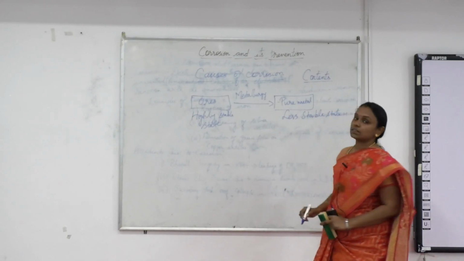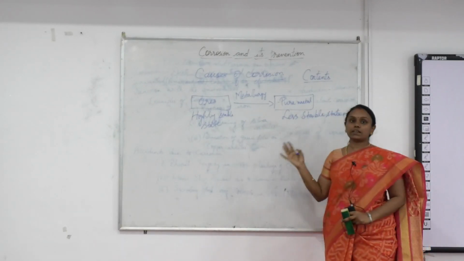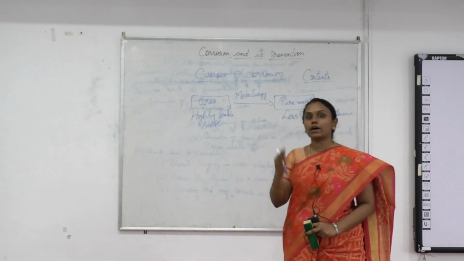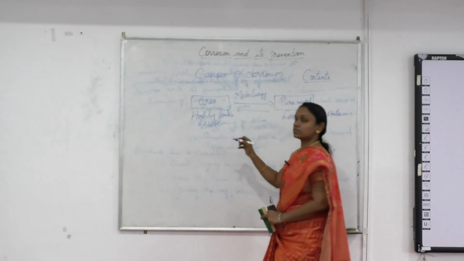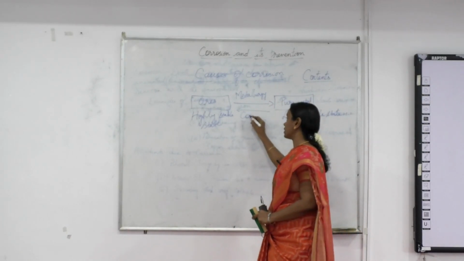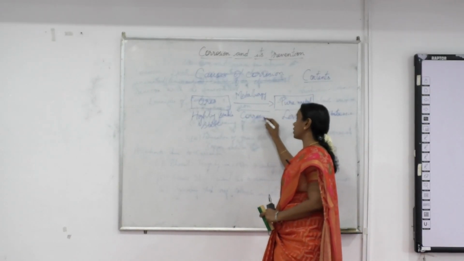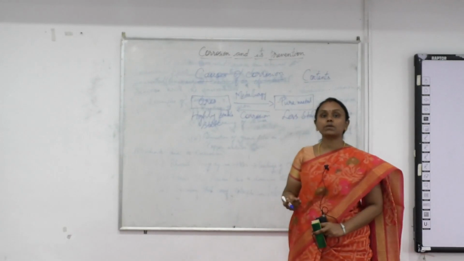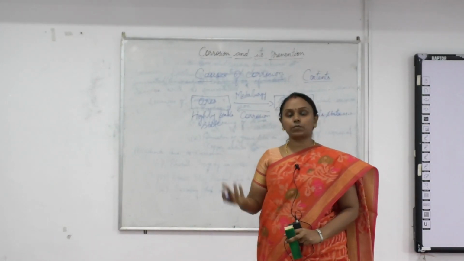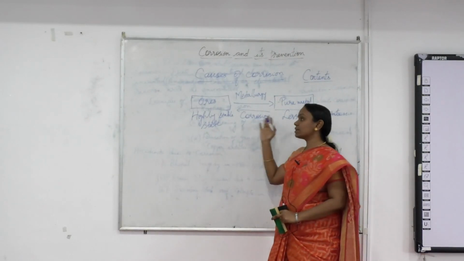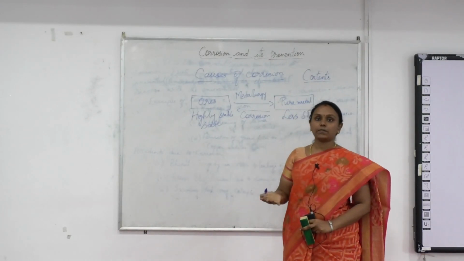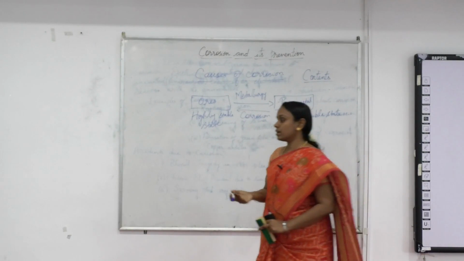So what happens when they are in a highly unstable state? Naturally they have the tendency to go back to the combined state. So the reverting back process is nothing but our corrosion. Metals tend to undergo corrosion because they are in a thermodynamically unstable state when they are pure. So they have the tendency to go back to the combined state. This is the reason for corrosion.